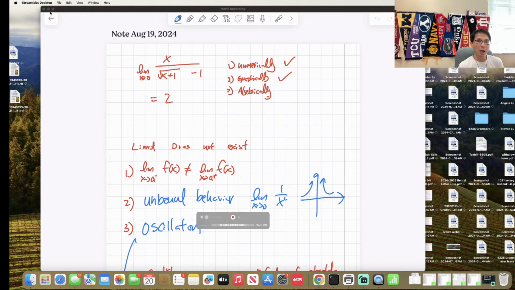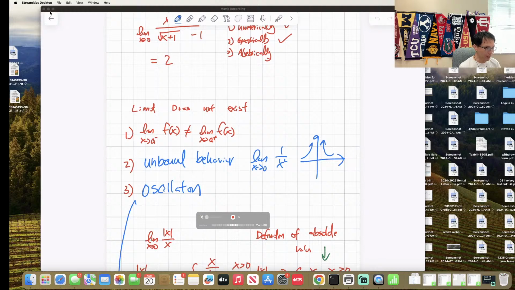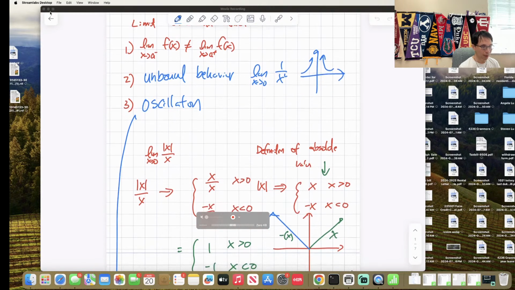Okay, so we start with this question: limit as x approaches 0 of x over square root of x plus 1 minus 1, and we know that is equal to 2 looking at it graphically. And we talked about limit does not exist in 3 situations. So Jing, you probably have to write down notes here. Limit does not exist in 3 situations: limits as x approaches a from the left does not equal the right, unbounded behavior, and oscillation. I can probably just ask you when limit does not exist, or maybe some type of application.